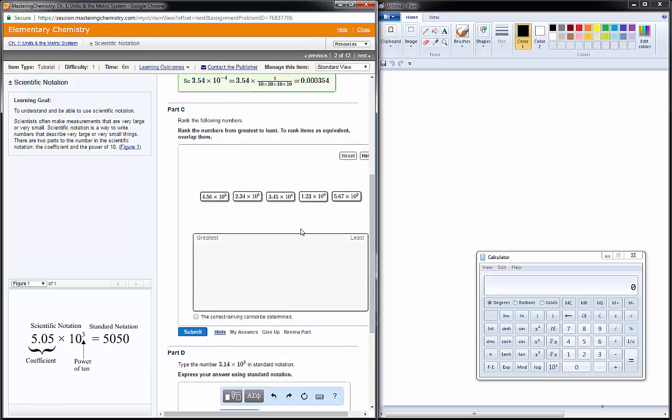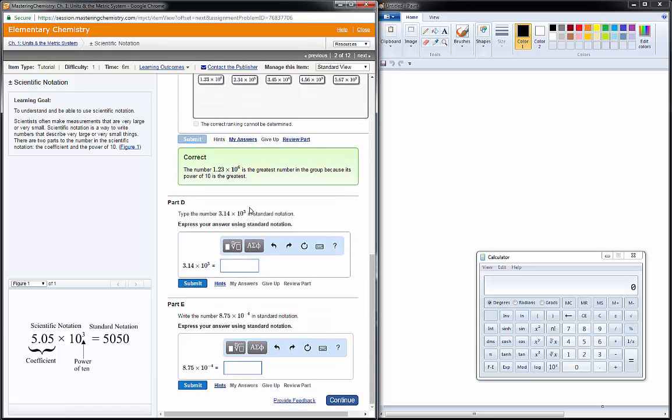Now ranking these in order of size from largest to smallest, let's look at the exponent. 10 to the 6th is the largest exponent we have, followed by 10 to the 5th, then 10 to the 4th, then 10 to the 3rd, and then 10 squared. So just by looking at the power of 10, that tells me which is the largest value and which is the smallest value.